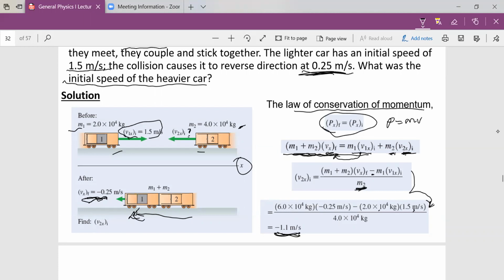indicating that it's moving to the left. And if we see the final visual presentation of the truck, we can see that it's moving to the left, which is the negative direction. So it makes sense, because the lighter car could not push or change the direction of the heavier car. They have to move together with one velocity towards the initial direction of the heavier car. Okay.